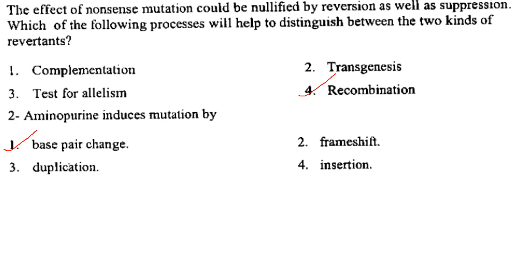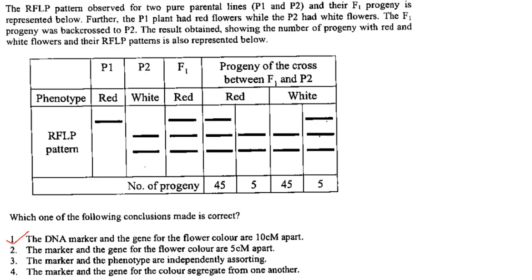Then the next one. The effect of nonsense mutation could be nullified by reversion as well as suppression. Which of the following processes will help distinguish between the two kinds of revertants? So it is recombination that will help to distinguish between the two kinds of revertants. Then, 2-aminopurine induces mutation by... So 2-aminopurine causes transition mutations. So it is not frame shift, neither insertion nor duplication, it is base pair change. Answer is option 1. The next one.